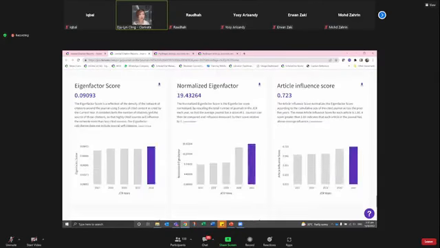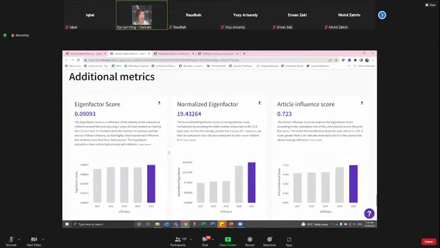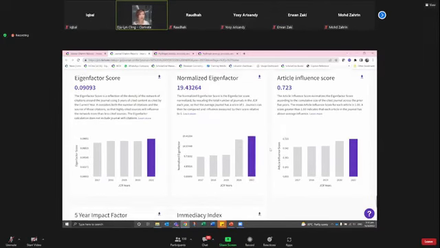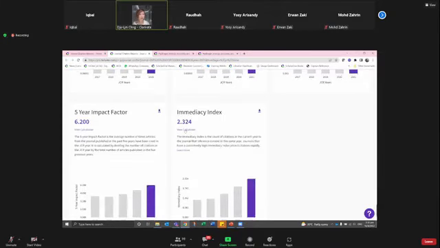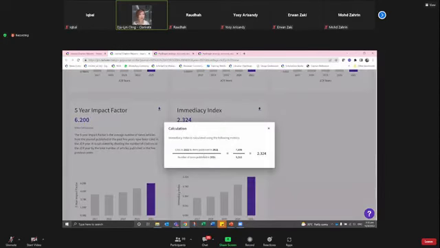Now, the other additional metrics here you can read in your own time. You can always click and learn more. And the immediacy index is based off a formula as well. It's based on citations from 2021 divided by the items in 2021.